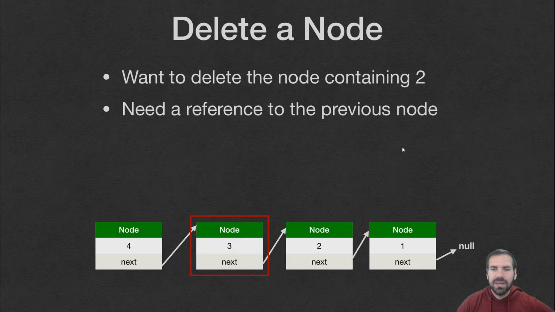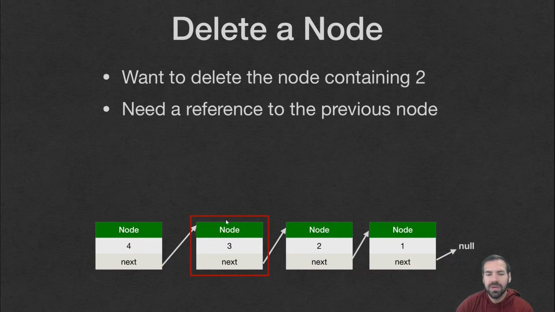So I do want to explain the concept of deleting a node, but we're not going to show any code for deleting a node. So let's say I want to delete this node. I have some code and logic that decided I want to remove this node with the value 2. I want to remove this node right here. If I want to remove this node, I actually need a reference to the previous node in the list.